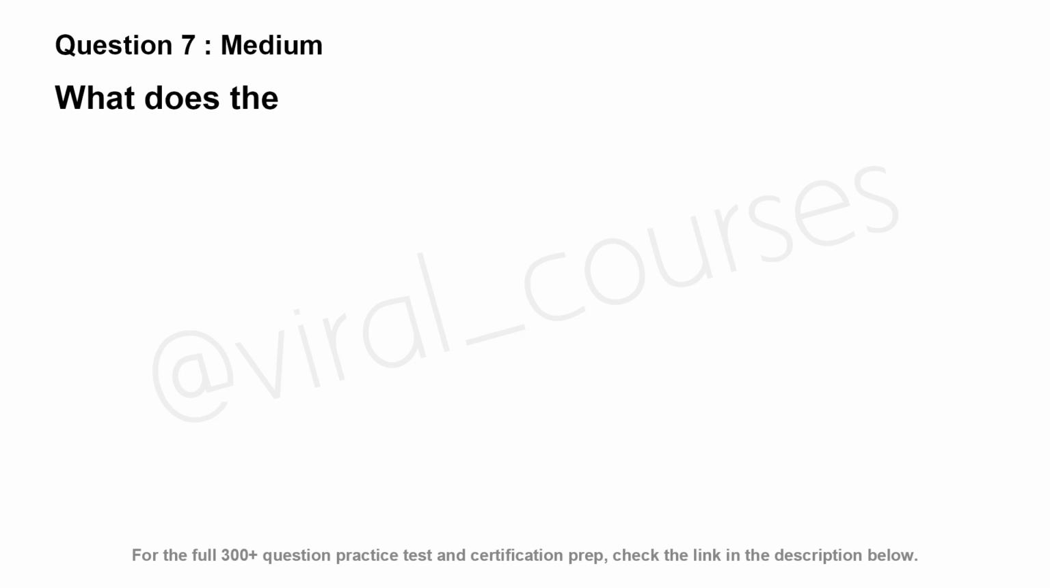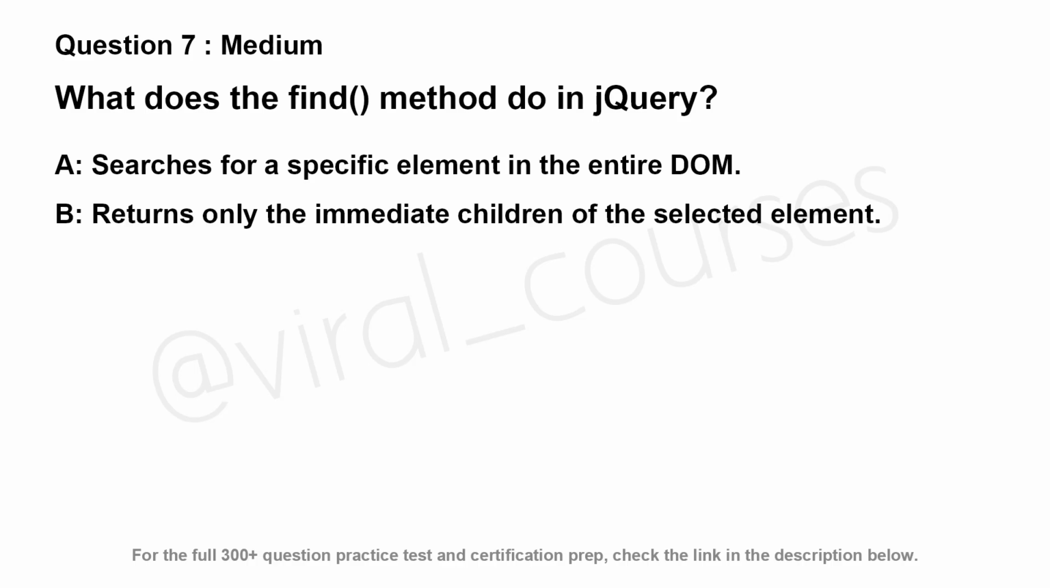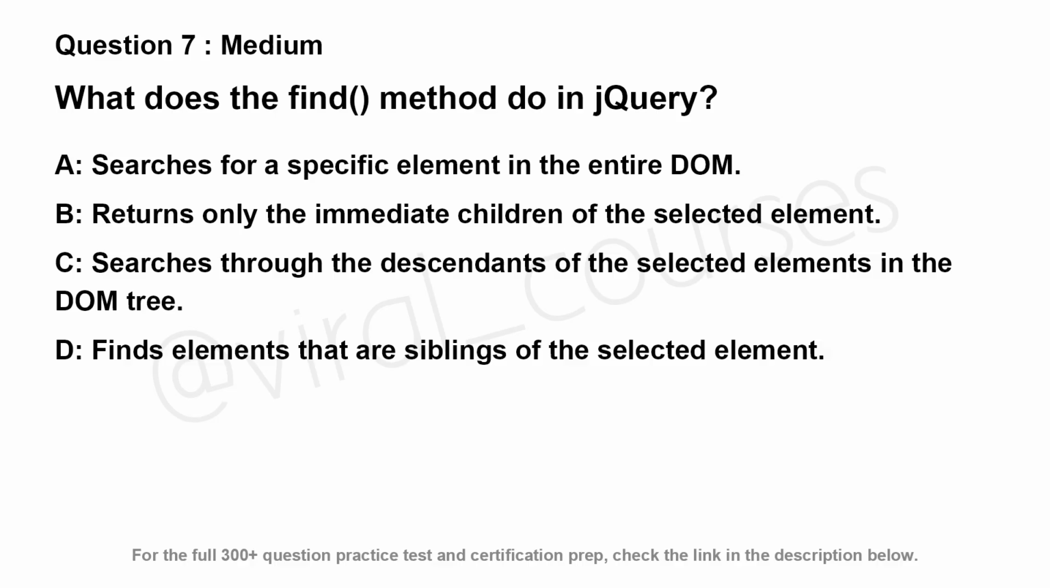What does the find method do in jQuery? Option A, searches for a specific element in the entire DOM. Option B, returns only the immediate children of the selected element. Option C, searches through the descendants of the selected elements in the DOM tree. Option D, finds elements that are siblings of the selected element.